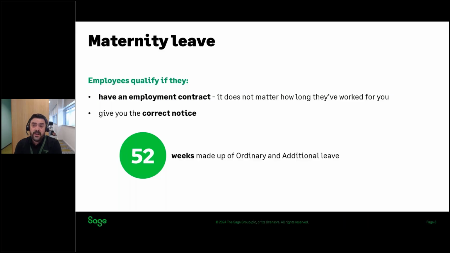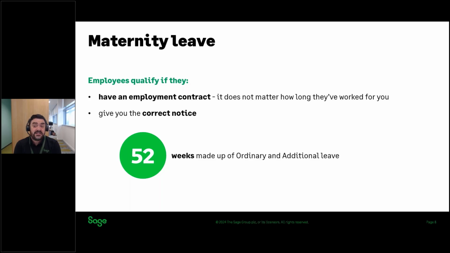Starting on Amelia's maternity leave, this is something that's known as a day one right, which means that the employee would qualify for maternity leave as long as they have an employment contract with you. It doesn't matter how long they've worked for you in order to qualify for the leave, and they give you the correct notice, which is generally 15 weeks before the due date.